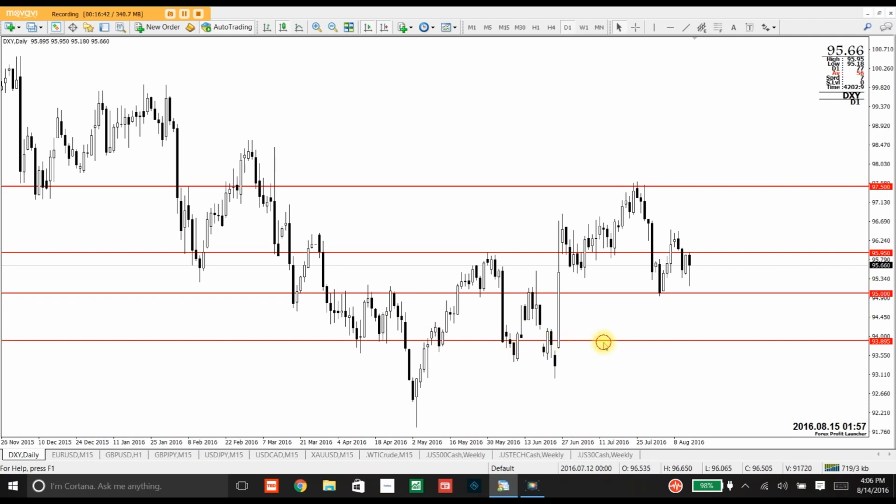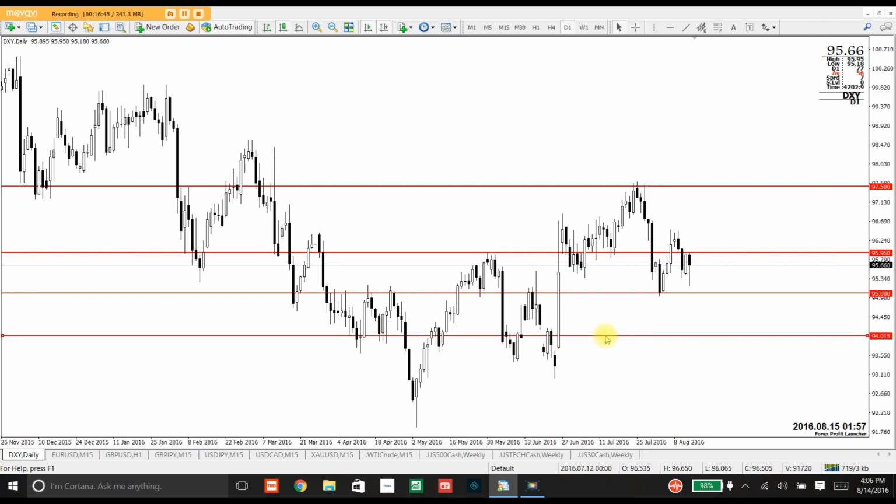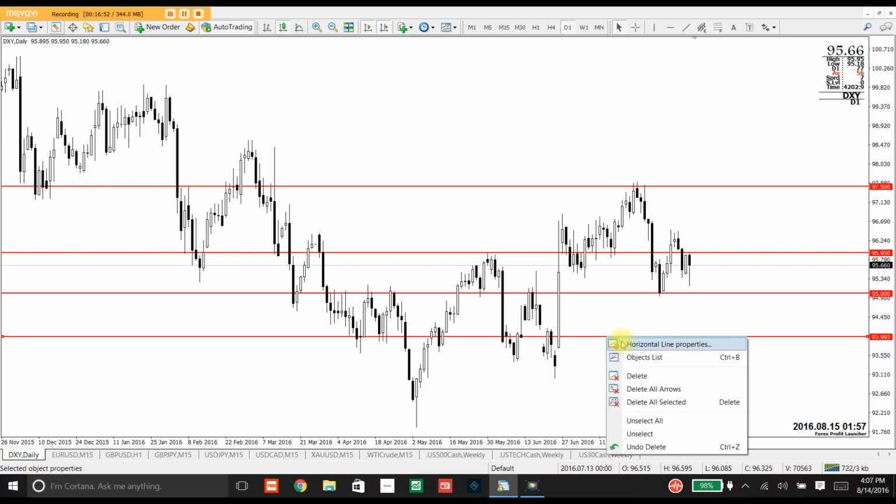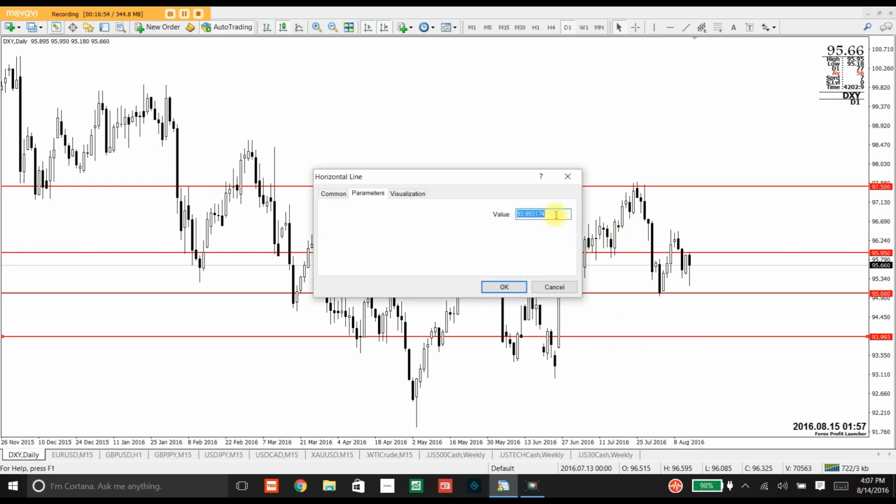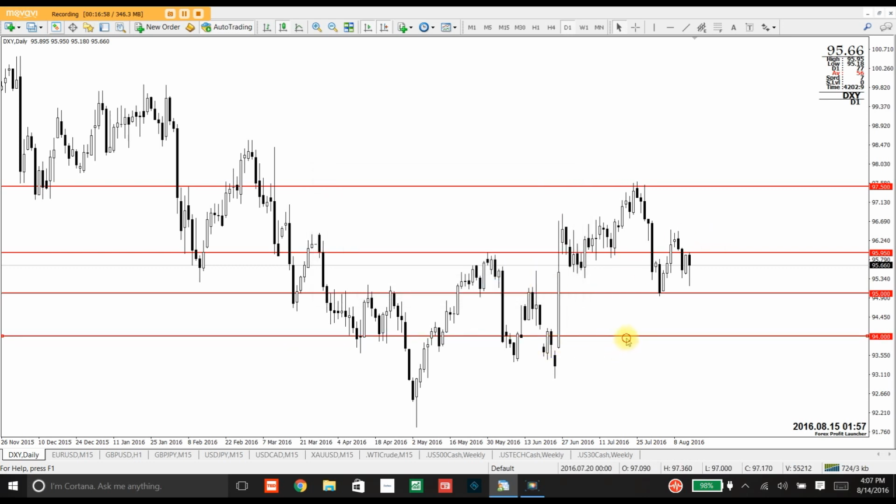You may see some short-term objectives down here for the dollar to trade down to, the 94 level. You could have that on your screen as well if you want. Just go ahead and put 94.0. That would be a good level to have.